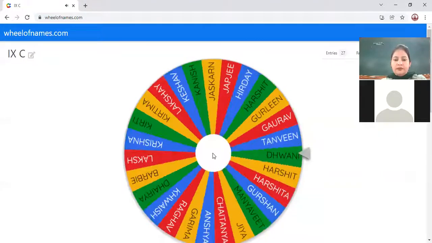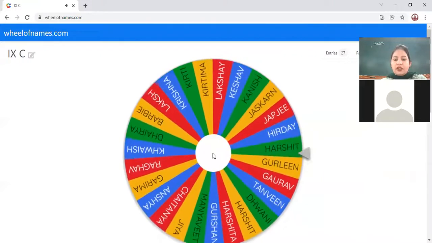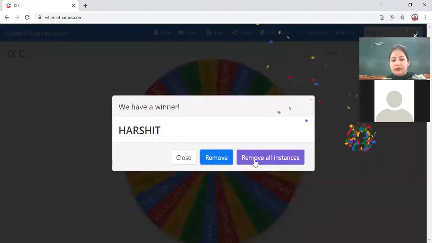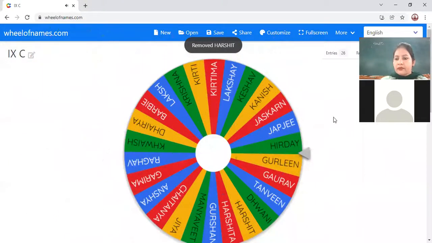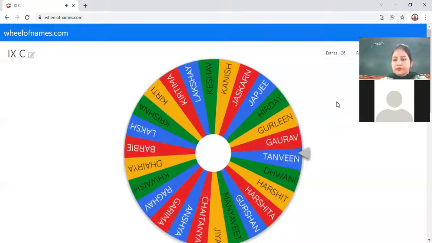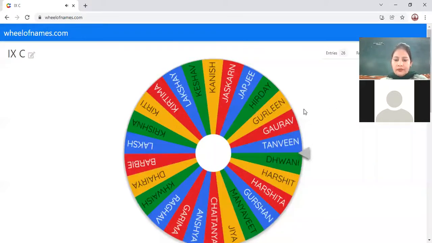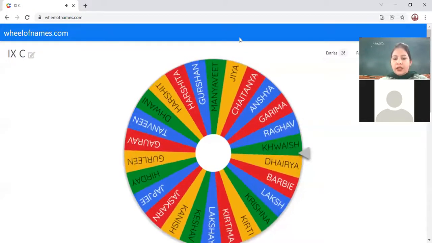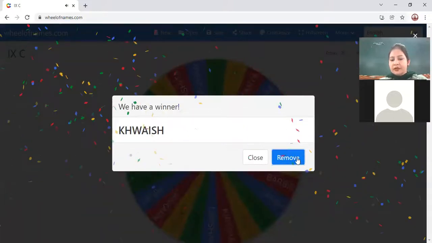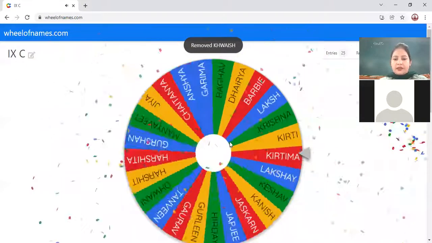Okay, next turn. Harshit. Is Harshit present? Harshit, if you are present, raise your hand. Gurupa, lower your hand. It will be your question when it's your turn. Harshit is not there. Next. Quahish is there? I don't think so. Next.